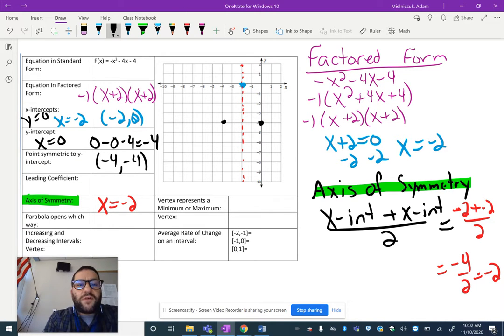All right, leading coefficient. Here there's a negative value, so our leading coefficient, which is a, is equal to negative 1.